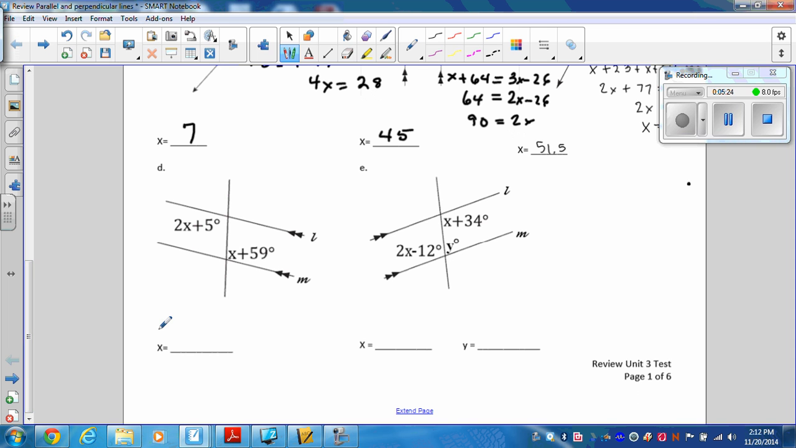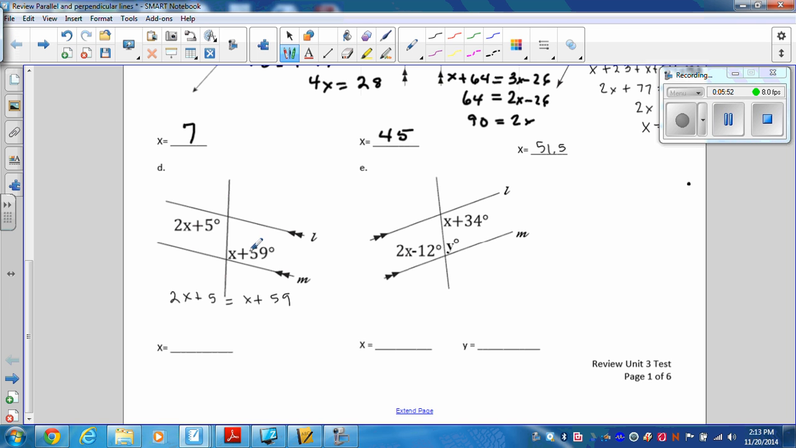Okay, for part D, these two angles are alternate interior. Alternate interior angles are going to add to give you 180. So this, I'm sorry, they're equal. They're equal. So 2x plus 5 equals x plus 59.